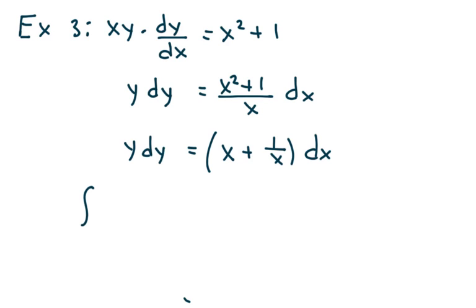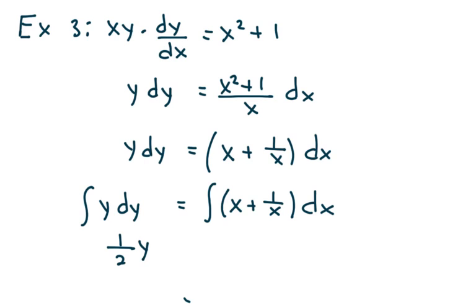That allows me to integrate both sides. So y dy, the integral of that is the same as the integral of (x plus 1 over x) dx. So 1/2 y squared, that's the function whose derivative is y. This is the same as 1/2 x squared plus natural log of the absolute value of x plus c, right?